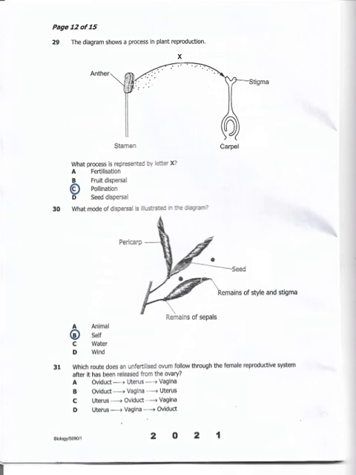when the egg is released and it is not fertilized, so it will pass through the oviduct, then it will go in the uterus, then after the uterus it will go out through the vagina, or what we call the menstruation cycle. So our answer is A. 31.